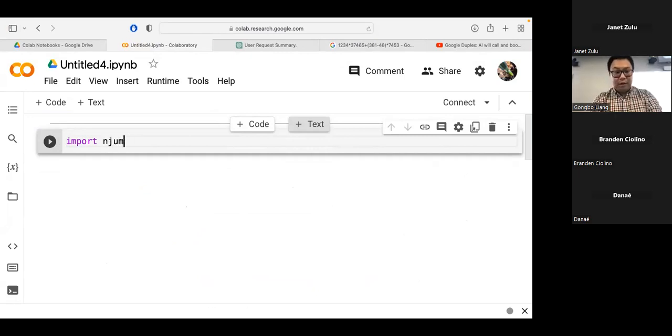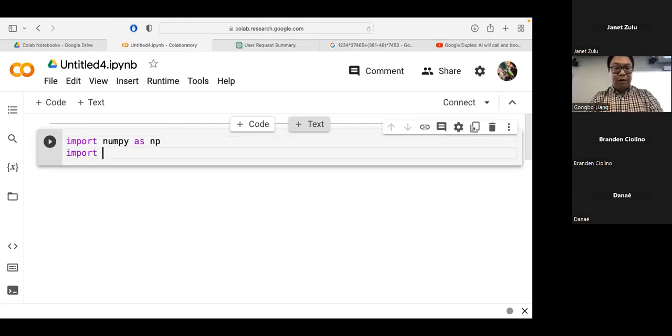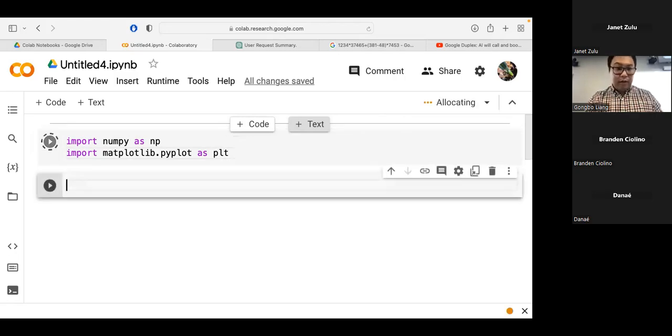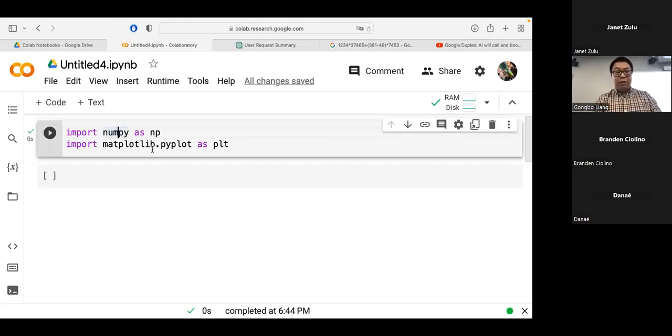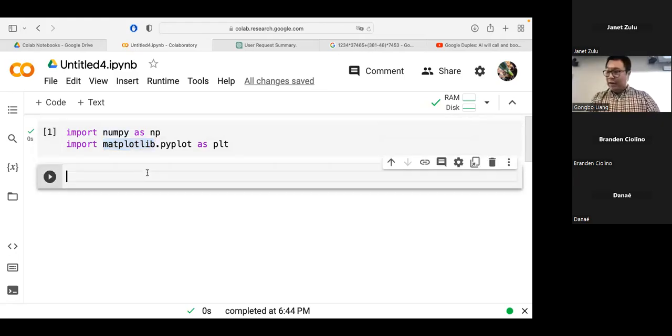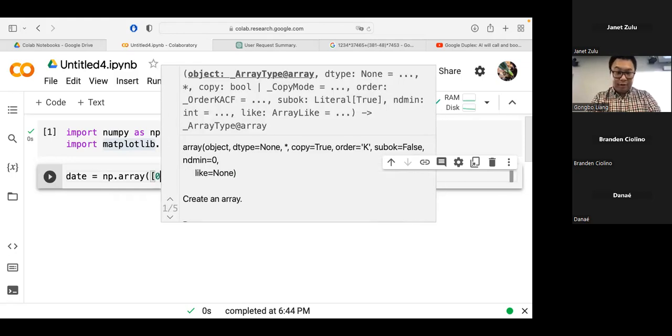Import NumPy, and I will also import a few libraries, matplotlib.pyplot. It just imports some libraries. NumPy is used for scientific computing, and matplotlib is for visualization. Okay, I will create a dummy data set with a NumPy array.